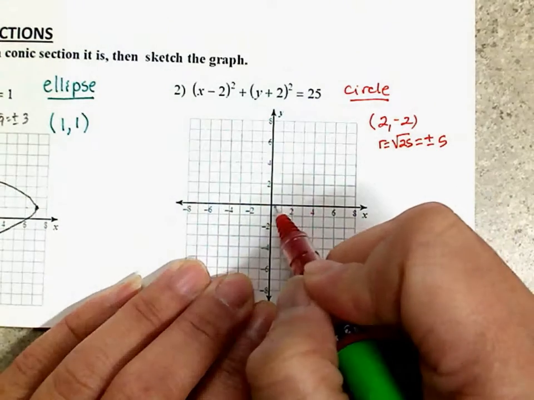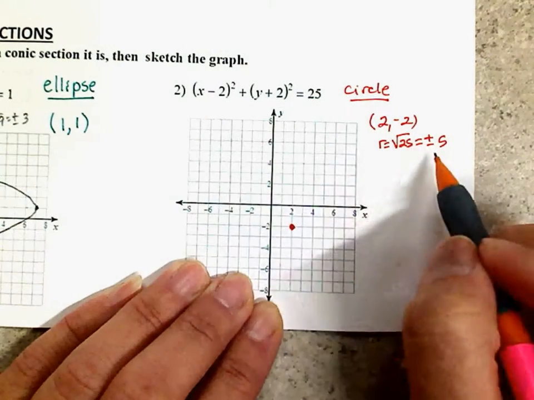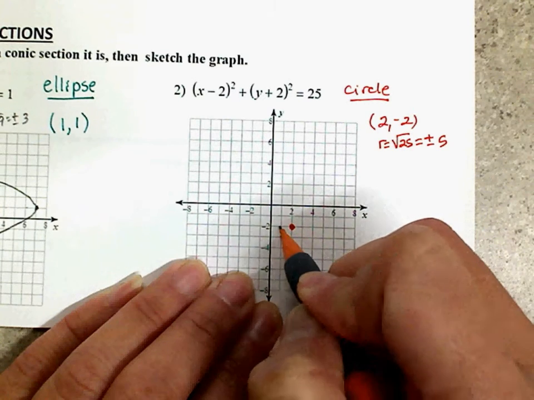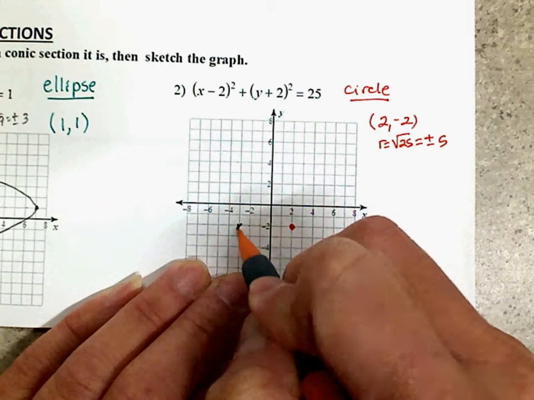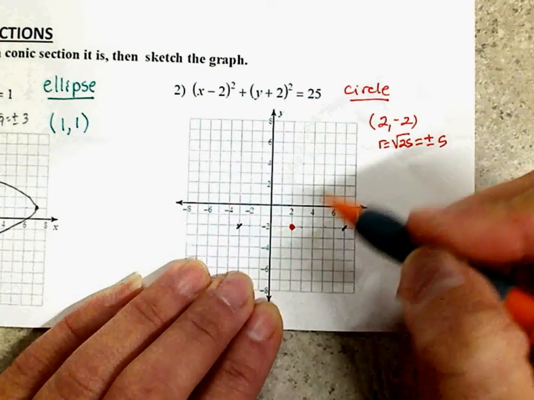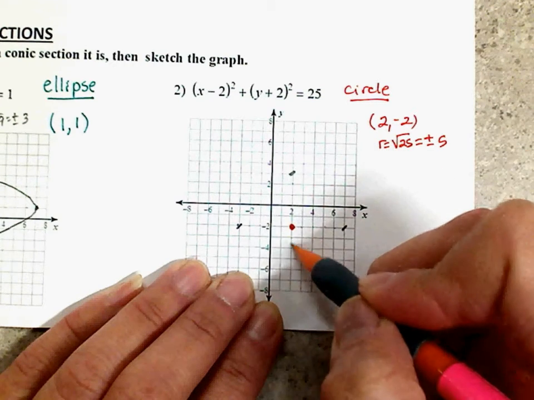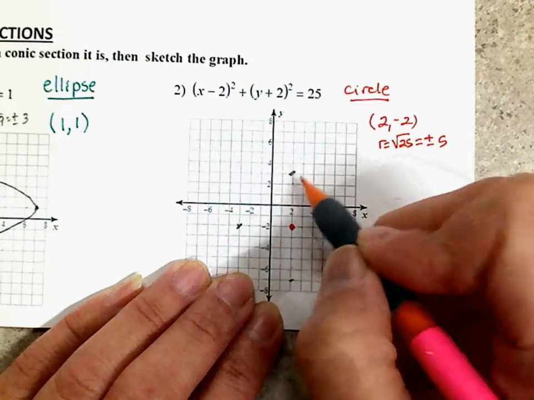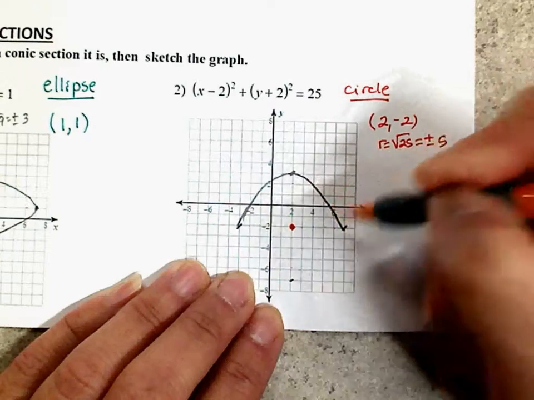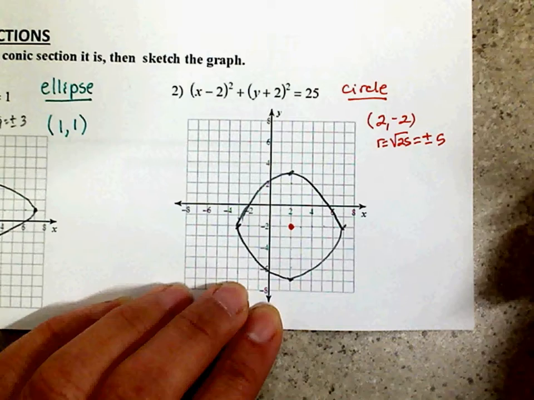So we're going to go to (2, negative 2). So there's your center. Your radius, plus or minus 5. Now, the radius is the same all around, so I'm going to go to the left 5. 1, 2, 3, 4, 5. Go to the right 5. 1, 2, 3, 4, 5. And you're going to go up and down 5 as well. 1, 2, 3, 4, 5. And there you have your circle. I bet your circle will look a lot better than mine.